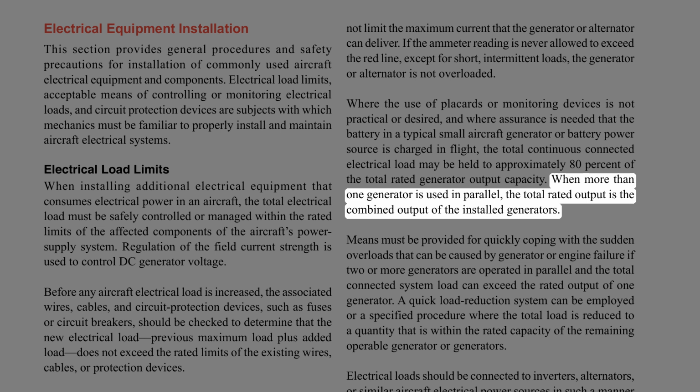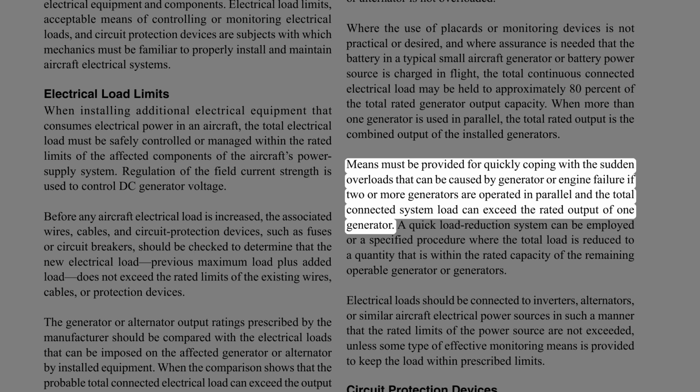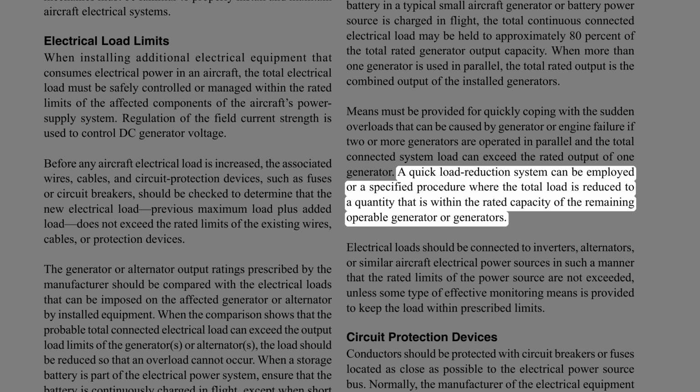When more than one generator is used in parallel, the total rated output is the combined output of the installed generators. Means must be provided for quickly coping with the sudden overloads that can be caused by generator or engine failure if two or more generators are operated in parallel and the total connected system load can exceed the rated output of one generator. A quick load reduction system can be employed or a specified procedure where the total load is reduced to a quantity that is within the rated capacity of the remaining operable generator or generators.